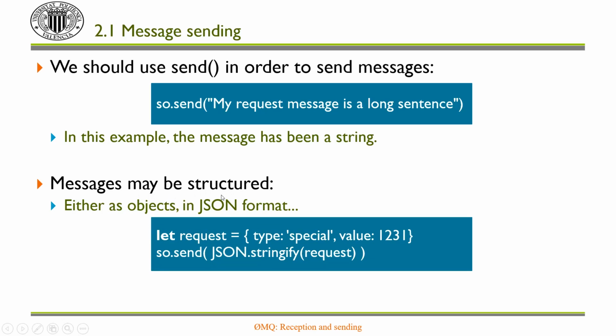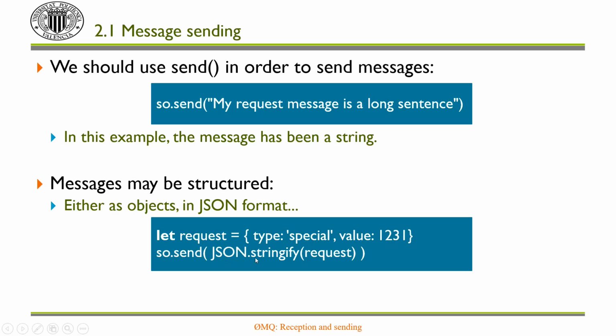In that case, that structure may be given using objects, and objects should be passed in JSON format because the contents of messages should be strings. In this case we have defined a request object that has been declared using these curly braces, specifying that the object has two fields, type being a string, and value being a number. So in order to send this object, we should convert it into JSON format.